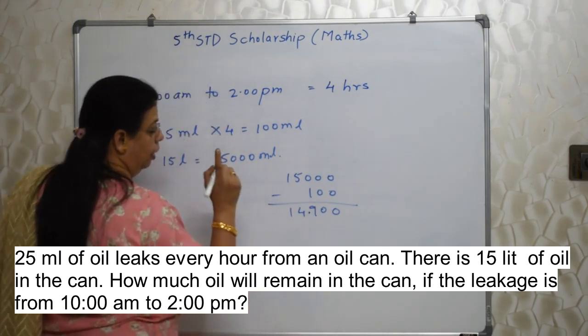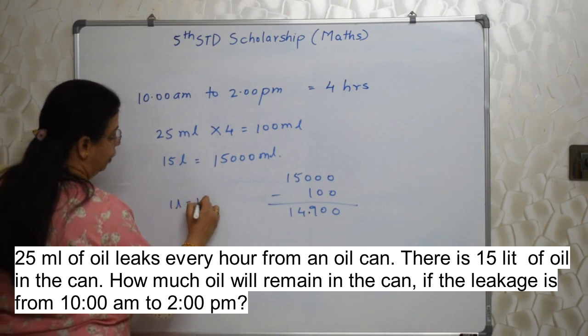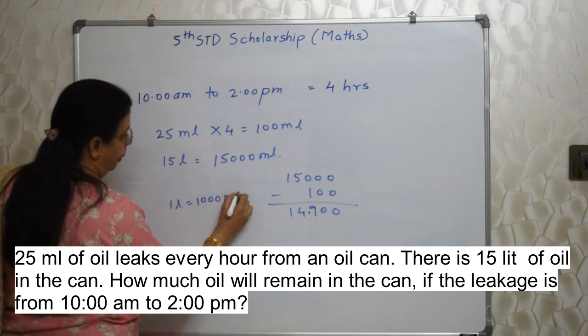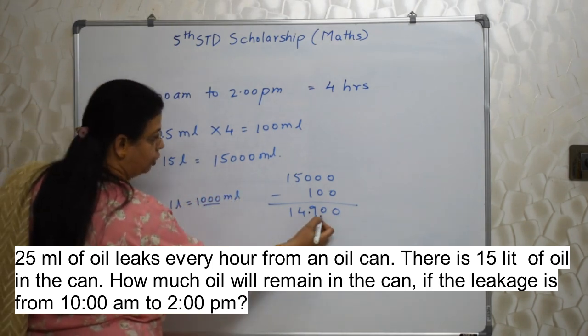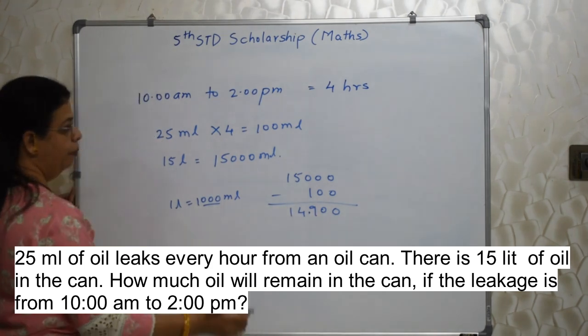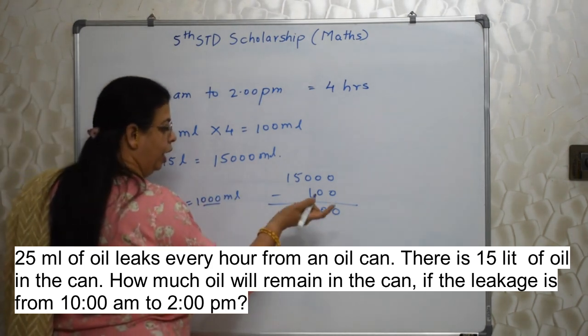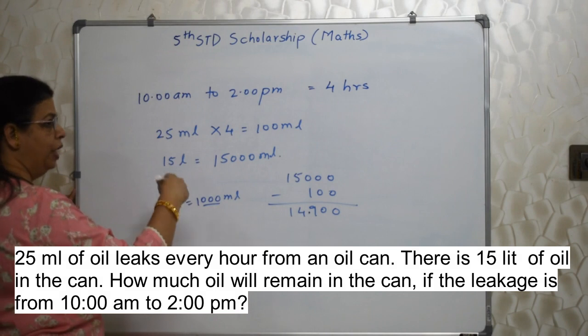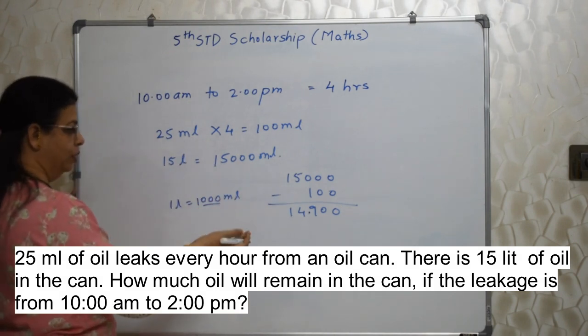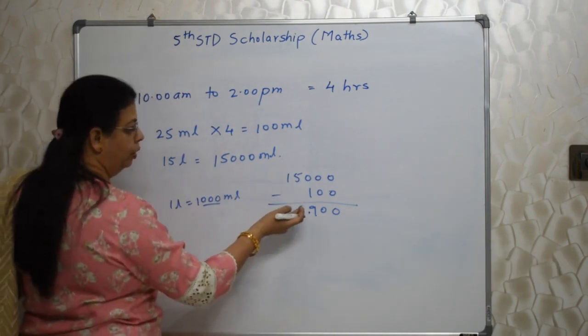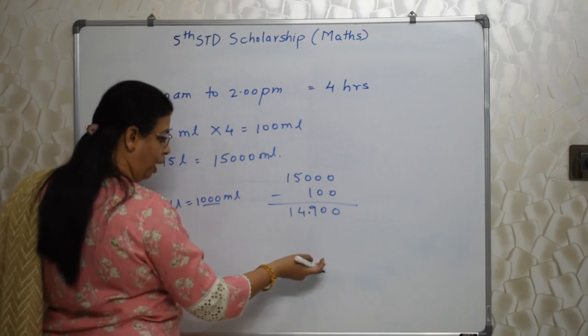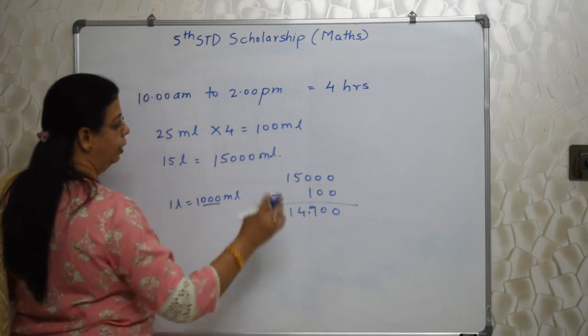See, the relation is 1 liter is equal to 1000 ml. 1000 has 3 zeros. That's why 3 places. Basically, we are dividing. When we want to convert ml into liters, we divide by 1000. That is what we have done here. 14,900, if we divide by 1000, you will get 14.900.